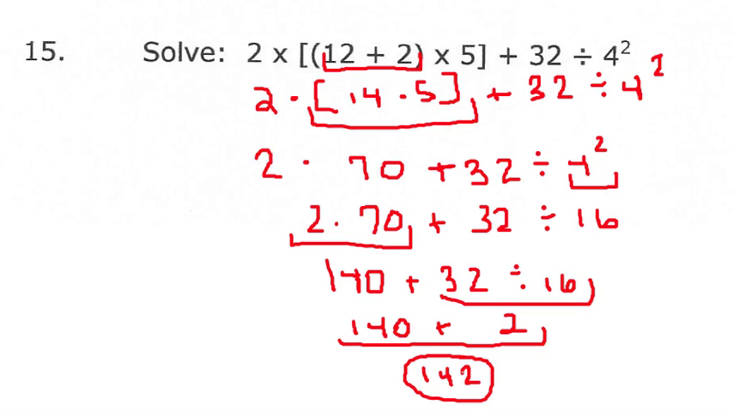And then we can multiply from left to right. 2 times 70 is 140 plus 32 divided by 16. So now we have to divide. 32 divided by 16 is 2. And then we add 140 plus 2 is equal to 142, and so that's your answer.